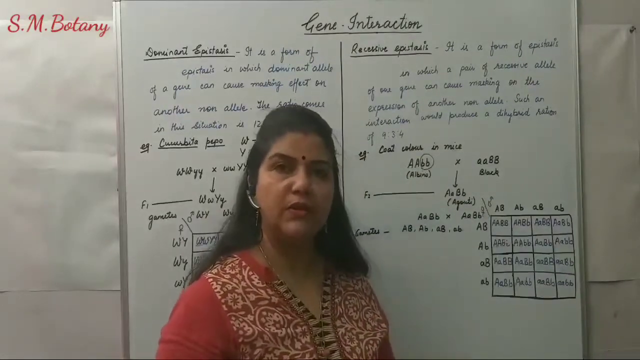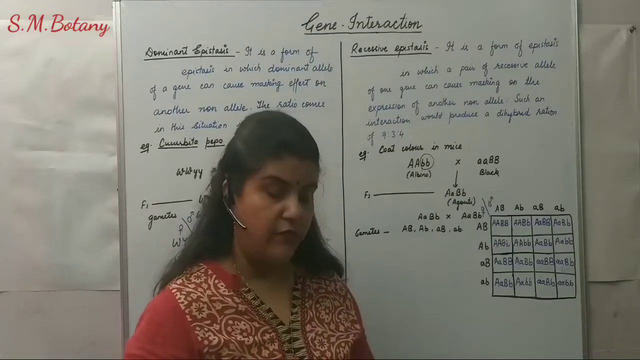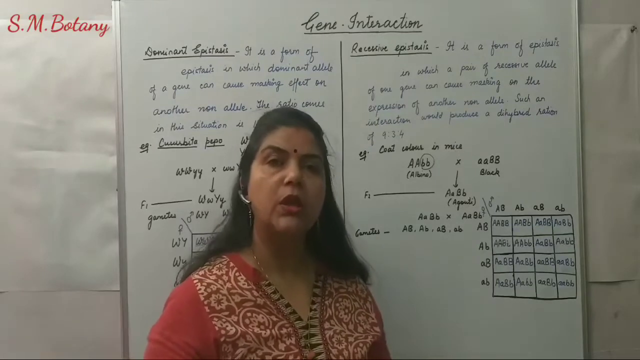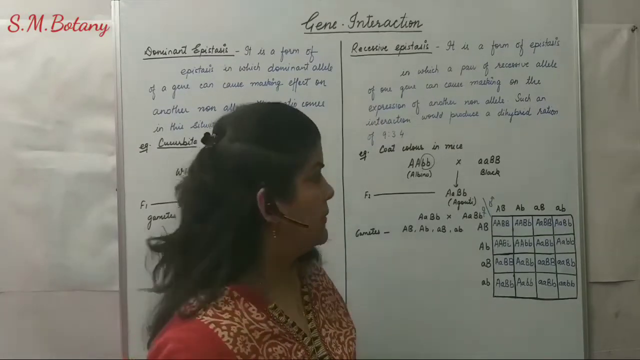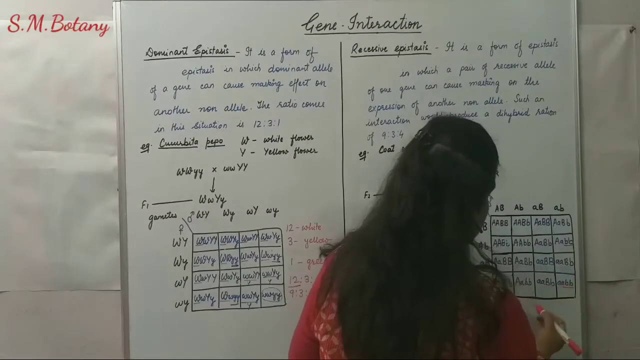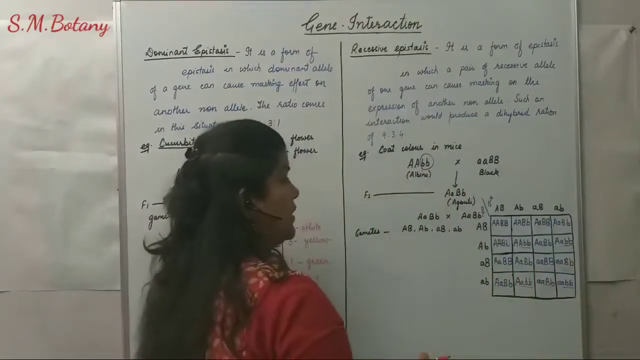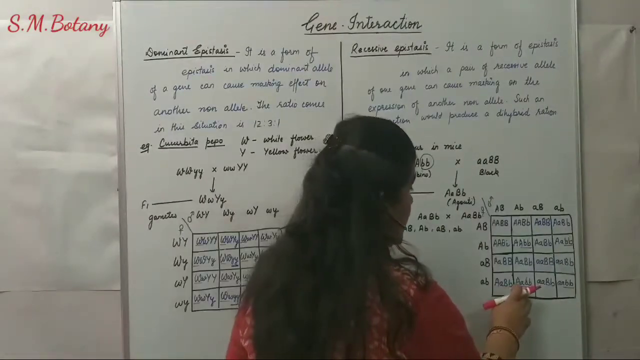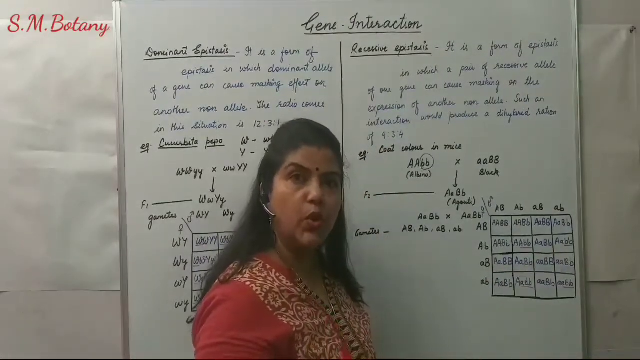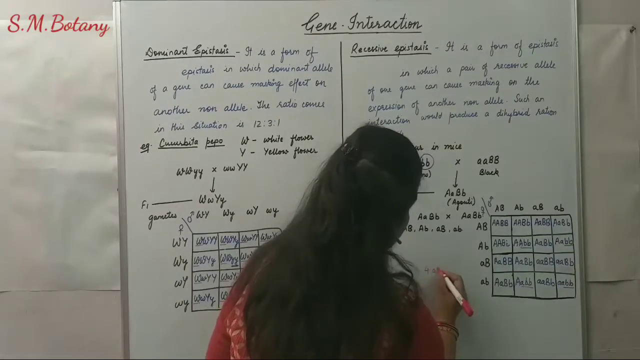Now in recessive epistasis, we focus on small b, small b. Where small b is present, it means the offspring shows white color or albino color. Here is small b. Now here is small b, here is small b and small b. It means 4 offspring among 16 show albino color.